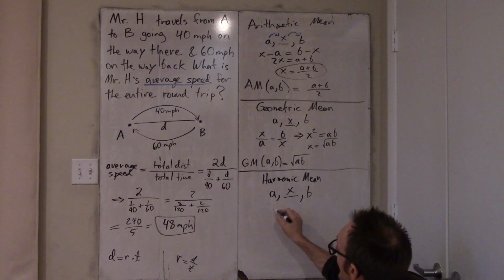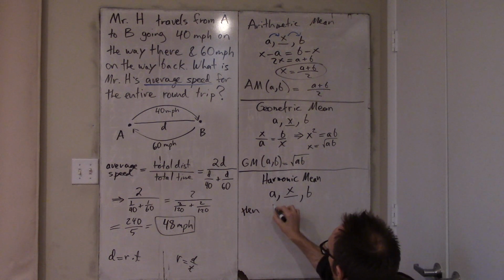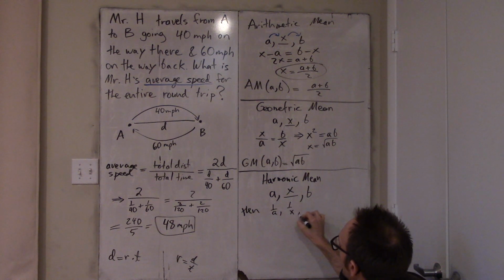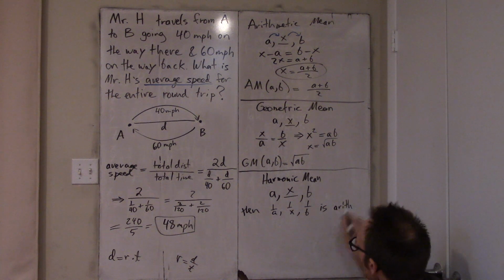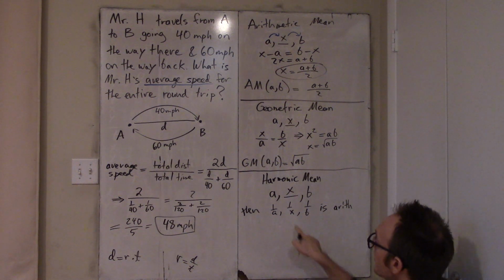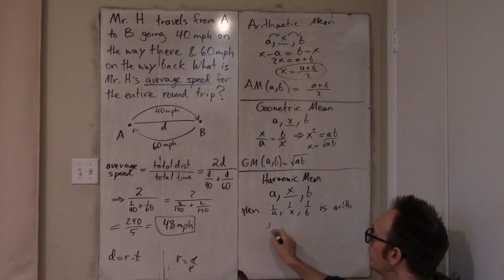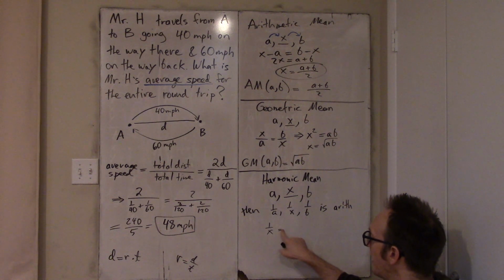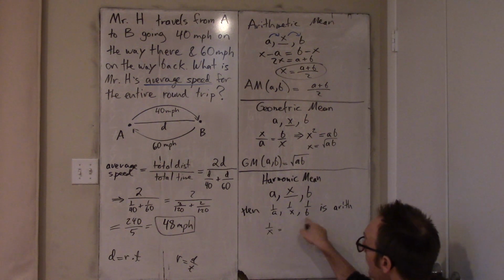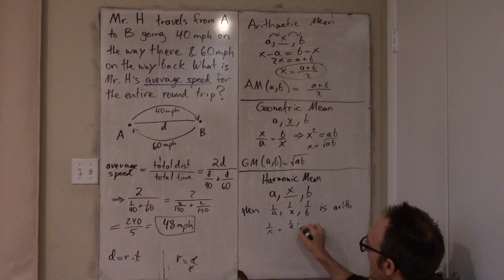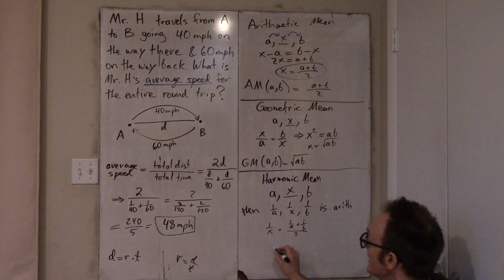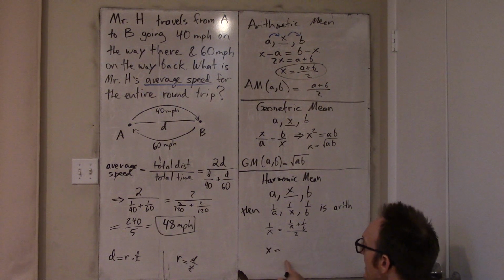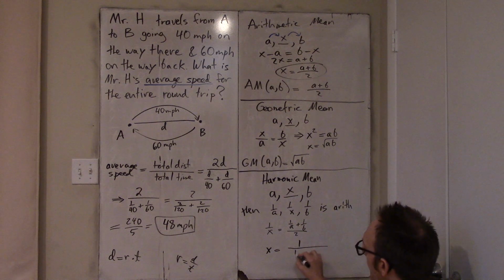Well, if the sequence is harmonic, then 1/a, 1/x, 1/b is arithmetic. Okay, and if this is arithmetic, as we've already seen, then it must be true that 1/x is the arithmetic mean of 1/a and 1/b. So it's (1/a + 1/b)/2. And then what is therefore x? x is the reciprocal of (1/a + 1/b)/2.